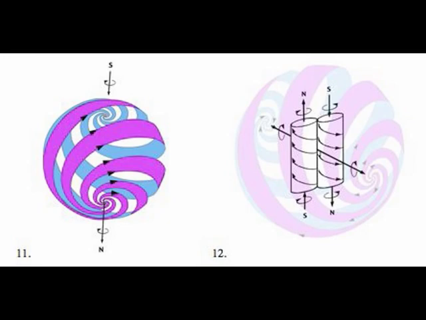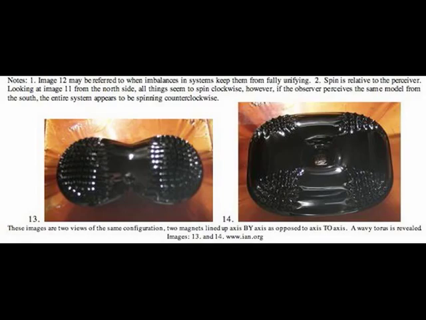However, if the observer perceives the same model from the south, the entire system appears to be spinning counterclockwise. These images are two views of the same configuration, two magnets lined up axis by axis as opposed to axis to axis. A wavy torus is revealed. Notice how images 13 and 14 are similar to the p and d orbitals in image 15.